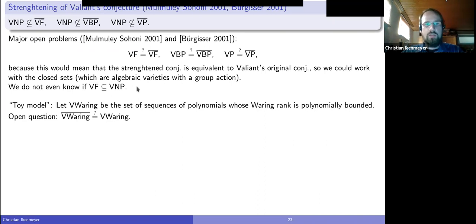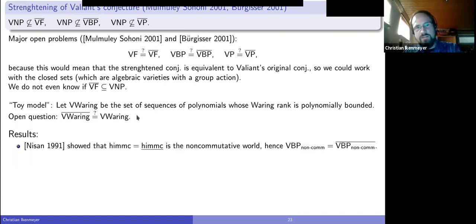Let me introduce a toy model where this is even open. Let V warring be the set of sequences of polynomials whose warring rank is polynomially bounded, in the same way that we defined the other classes. Even here, this question is open: is V warring bar equal to V warring? Even that is open. But there are some results in this direction.